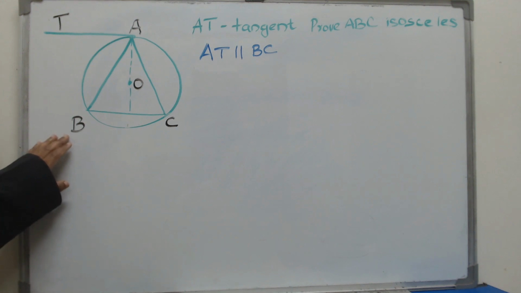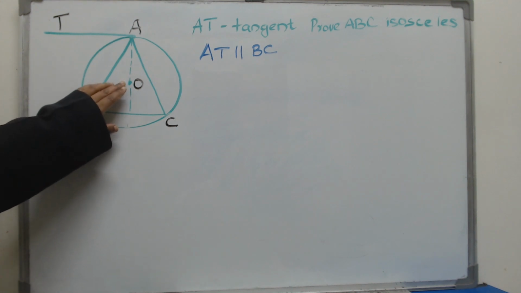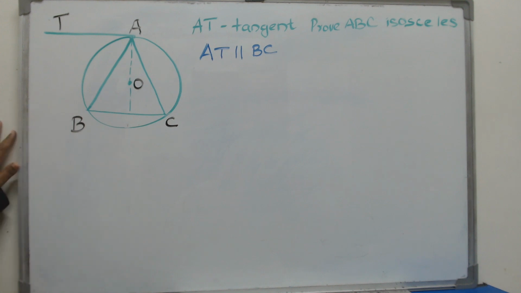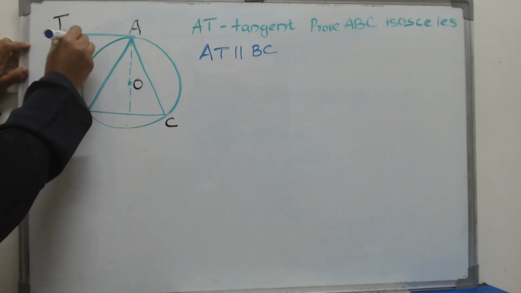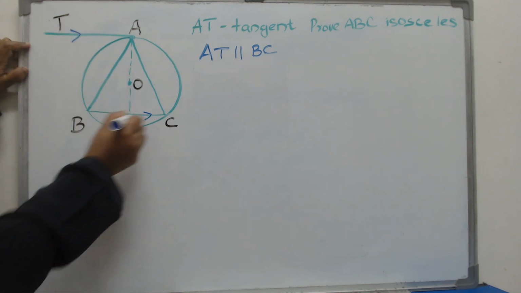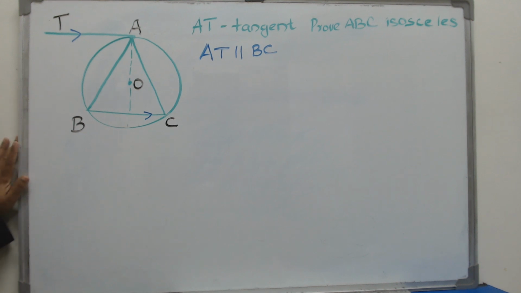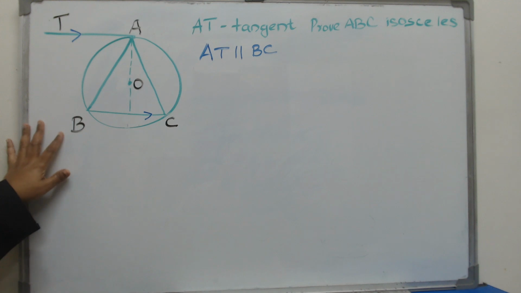Here we have a circle with its center at the point O and a triangle ABC, with a tangent AT in such a way that this AT and BC are parallel to one another. What we need to prove is that ABC is an isosceles triangle.